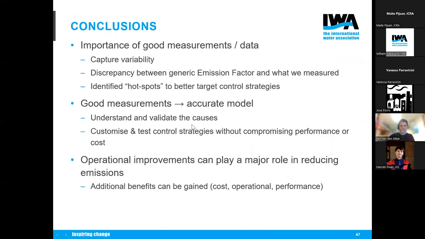So just to finish, I guess the take-home message here is the importance of good measurements and accurate data.